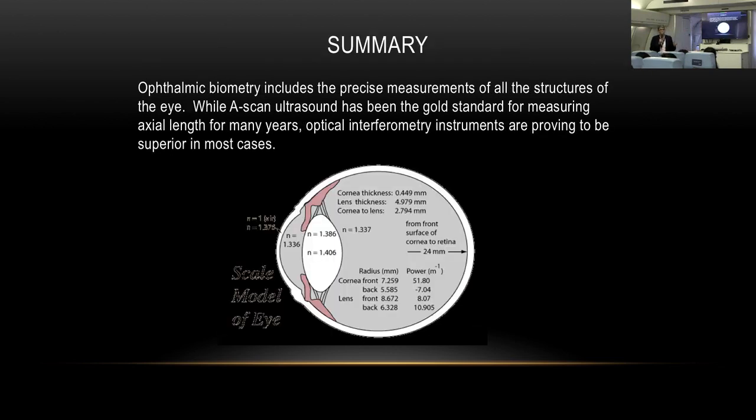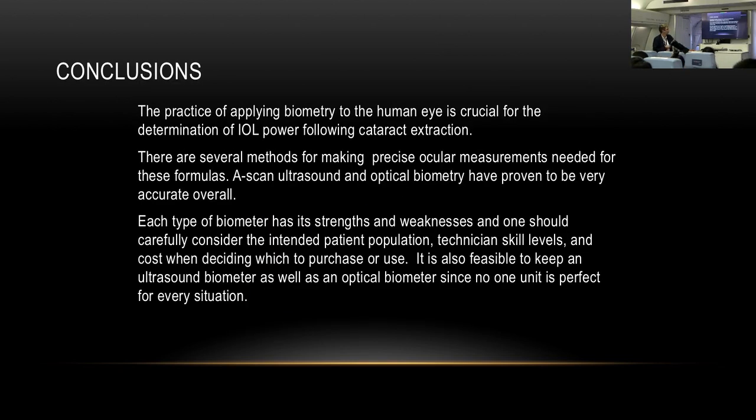So to summarize what we've talked about, optical or ophthalmic biometry includes the precise measurements of all the structures of the eye. A-scan ultrasound has been the gold standard for measuring axial length in particular since about the 1970s, but optical interferometry instruments are proving to be superior in most cases of measuring. Each type of biometer, whether ultrasound or optical interferometry, has its strengths and its weaknesses.